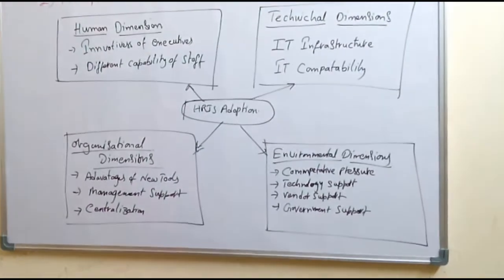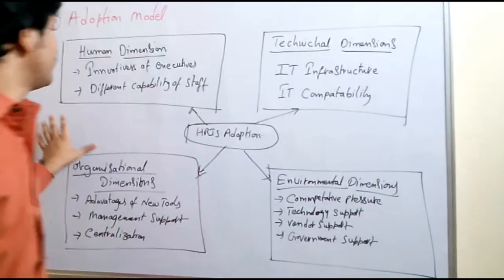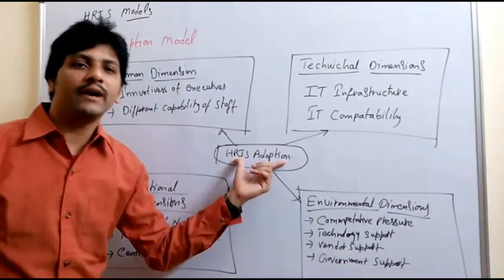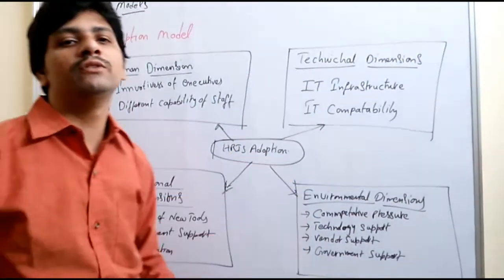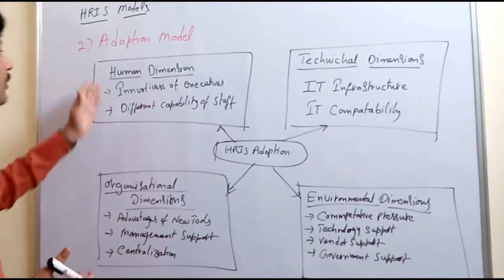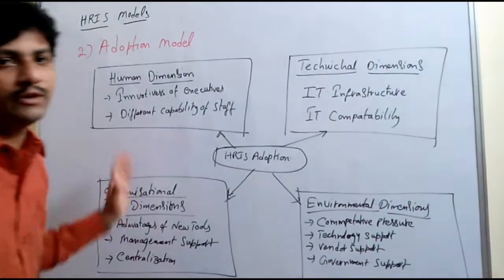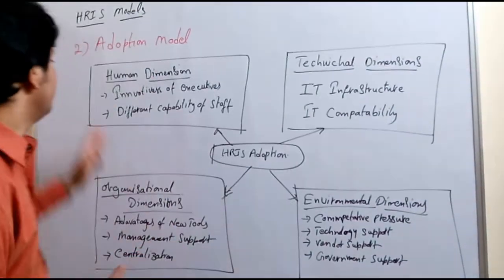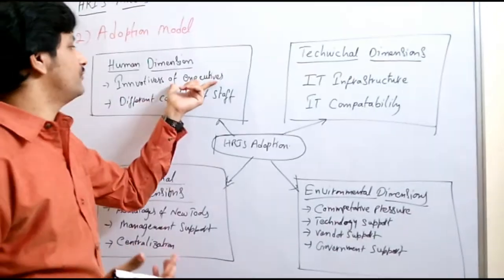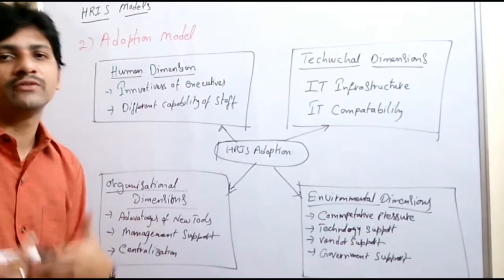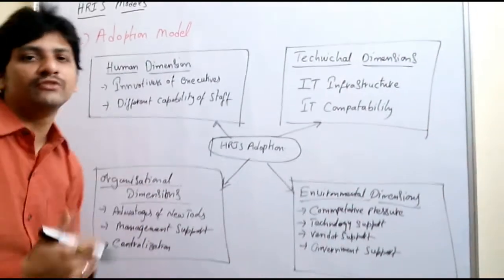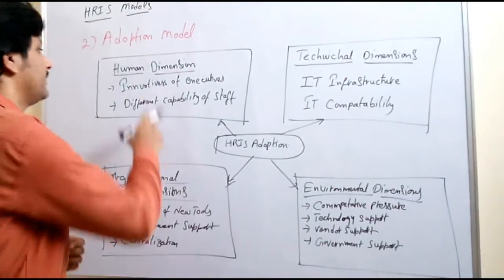Okay, so this is the model I am going to explain to you. In this HRIS adoption model, we are going to retrieve the details from various dimensions. For example, human dimensions. Human is nothing but the manpower dimension. In this manpower dimension, first is the innovativeness of the executives, so new people bring new innovations and new executions.